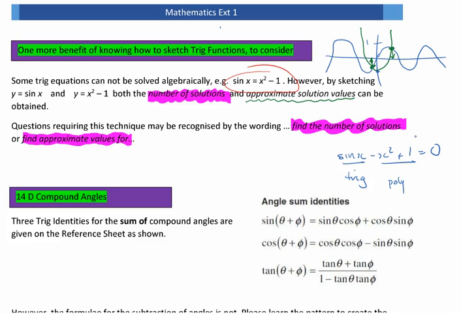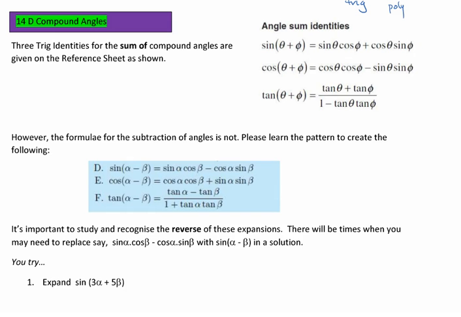Okay, let's move on. In exercise 14D, we're going to learn some identities about compound angles. Now, compound angles is when we've got more than just an x, more than sine of x or cos of x or tan of x. And we're going to learn these identities. Well, in fact, these three are given on the reference sheet, so you don't need to learn them. But let's get an understanding of what it is that makes it a compound angle.